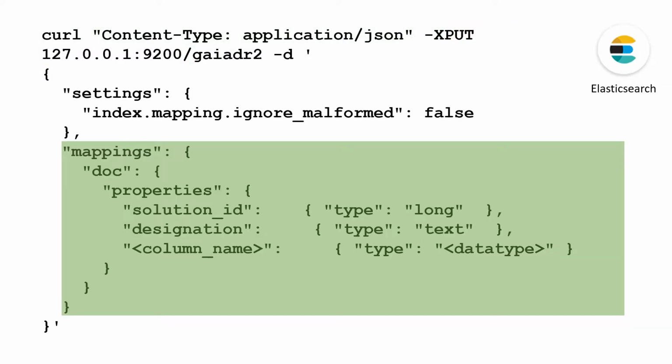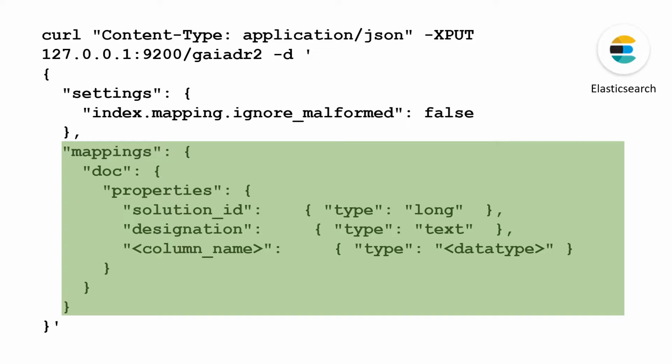So the mapping here is of a standard type doc, and there are the properties, and in the properties we'll find all the columns. So we have the column solution ID from the Gaia data that has the type long. The designation has the type text, would be string in the ESA documentation. Now it's called text. And then we get all the other column names that wouldn't fit on this page in PowerPoint.